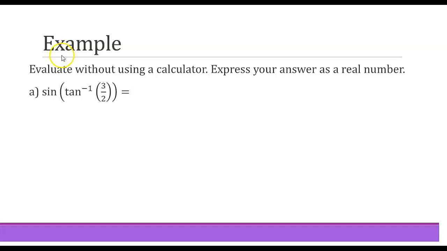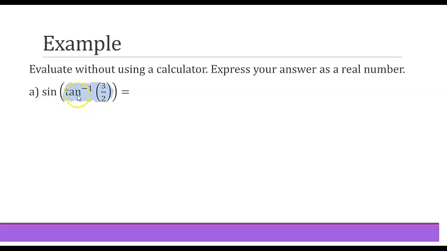Let's move on to some different types of examples. We're going to evaluate without using a calculator. We're going to express our answer as a real number. So here we have sine of tan inverse of 3 over 2. We have a composition, and I have to work inside first. I have to first focus on evaluating tan inverse of 3 over 2.